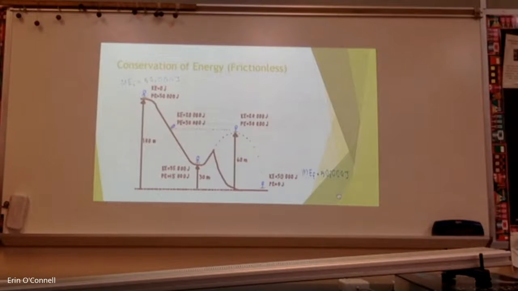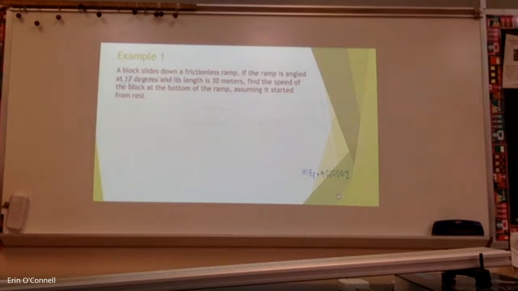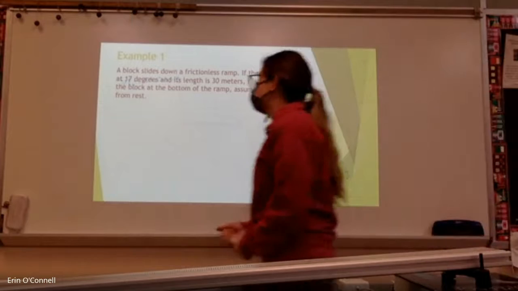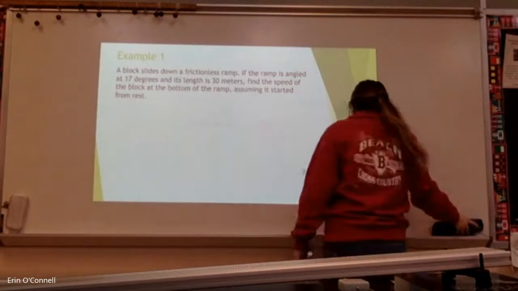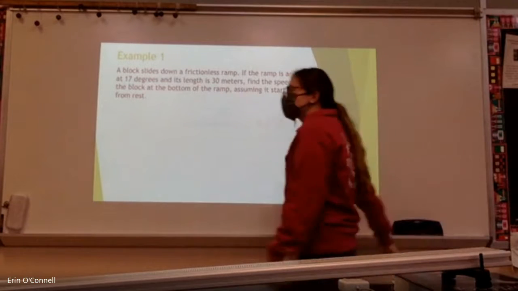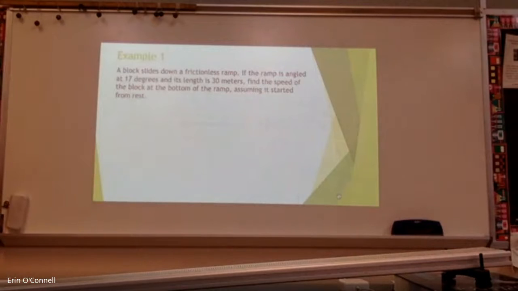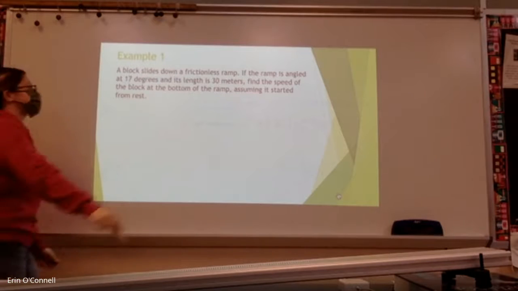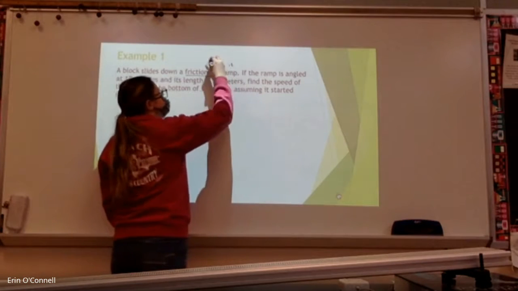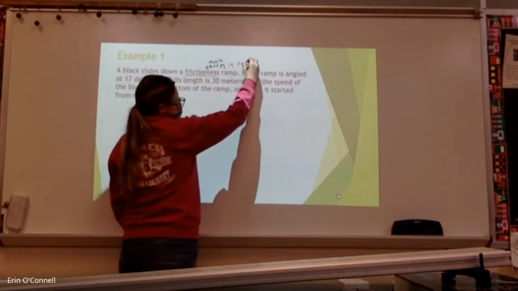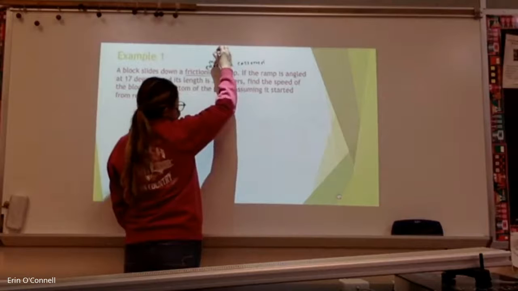Okay. So in our first example, we have an object on an incline, which are our favorite type of force problems, right? So in example 1, we have a block that slides down a frictionless ramp. This frictionless tells us that mechanical energy is conserved, and also that mu would be equal to 0.